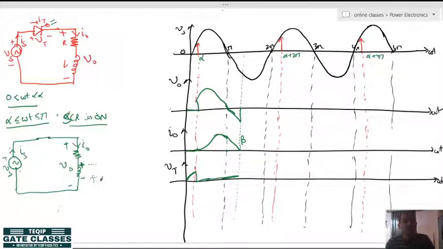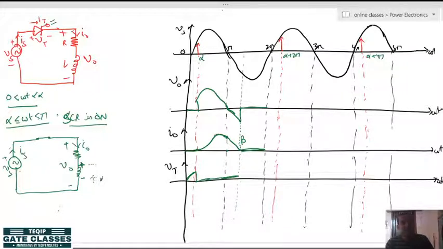Now, what is happening at beta? At beta, the inductor current is fully discharged and there is no power to keep the thyristor turned on. Because of the supply, the thyristor becomes reverse biased and immediately turns off. When the thyristor turns off, the load and source are disconnected, so the output voltage and the load current will be 0 from beta to pi.